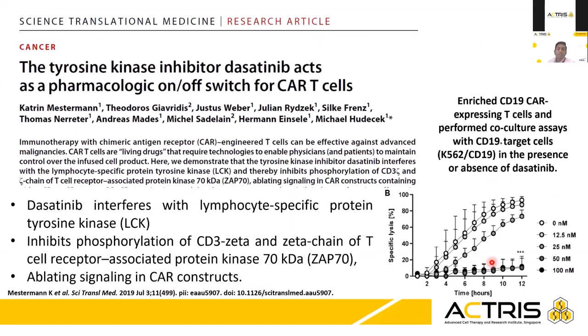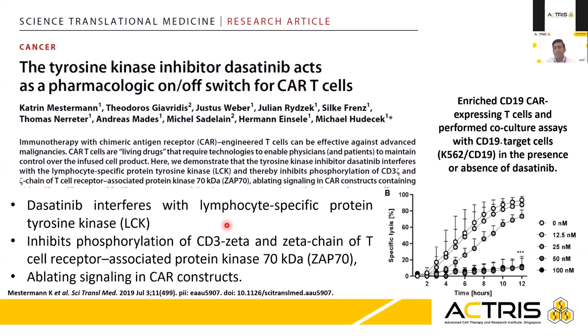The next study, as I mentioned earlier, tyrosine kinase inhibitor, dasatinib, acts as a pharmacological on and off switch for CAR T cells. So why is this beneficial to have on and off switches for CAR T cells? Because that helps us to regulate the effect of the CAR T cell as well as its negative side effects that we see in patients, for example, CRS and neurotoxicity, right? In this preclinical study, this was purely a preclinical study, it showed that dasatinib interferes with the lymphocyte-specific protein tyrosine kinase.